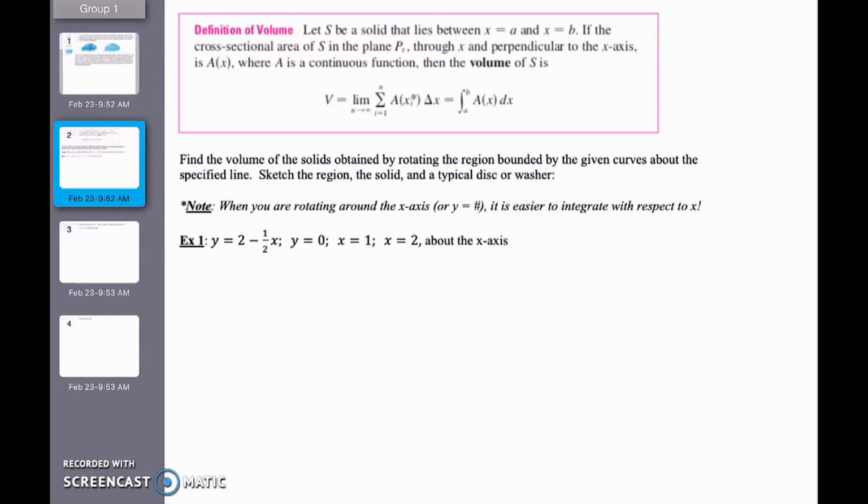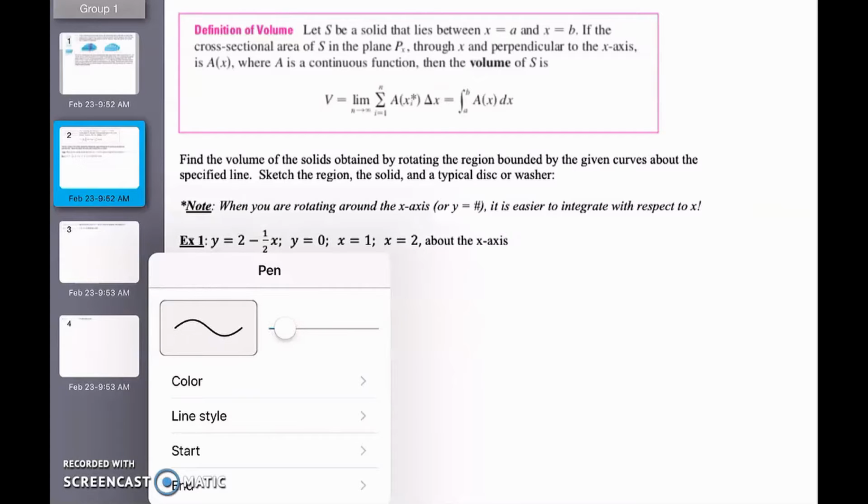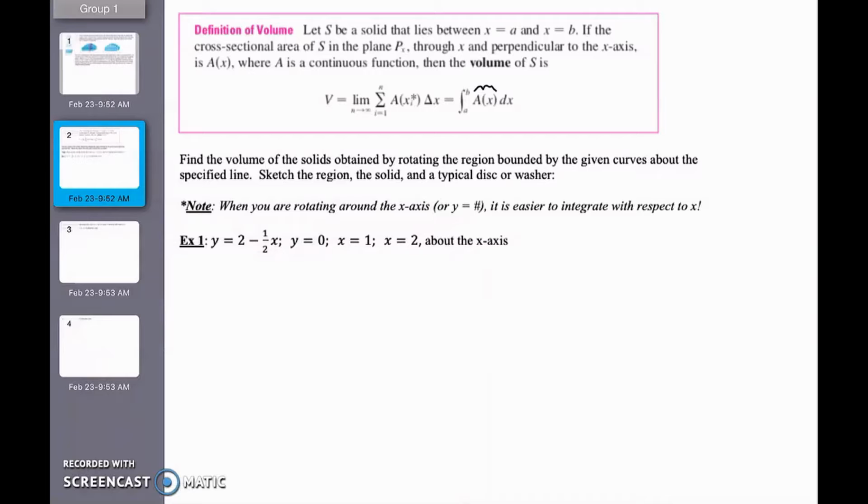So right here, this part right here, this is the area of a cross section, and this dx, remember, is representative of our height in our integral.